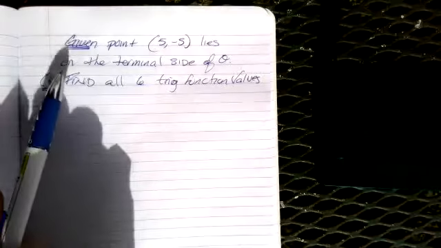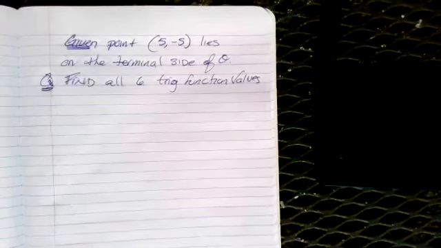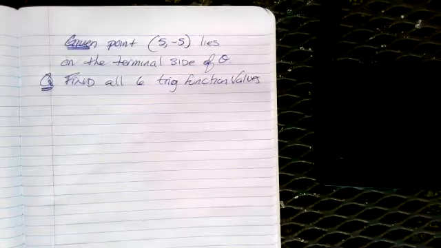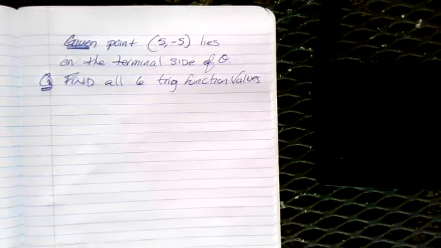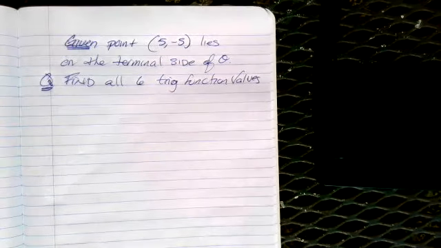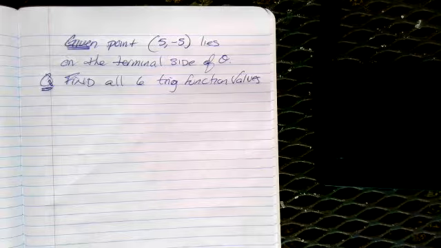So given 5, negative 5 lies on the terminal side of theta, find all 6 trigonometric function values. So you're going to want to plot that point, draw a terminal side, create a reference triangle, label all the sides, and then find the 6 trig function values. I'll give you a minute, and then we'll come back and we'll do it together.